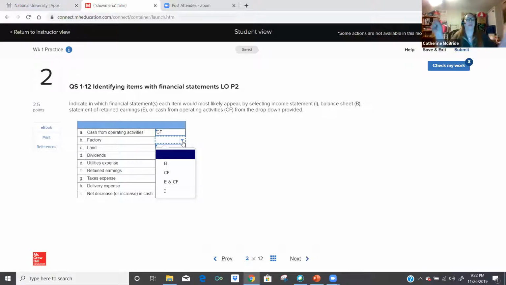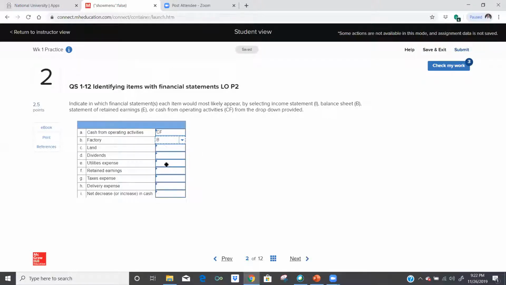Think about the accounting equation. The accounting equation is the balance sheet. So the balance sheet is assets equal liabilities plus stockholders' equity. So on the balance sheet, we're going to have assets. So where do you think you're going to find factory? Balance sheet. Balance sheet. Okay.